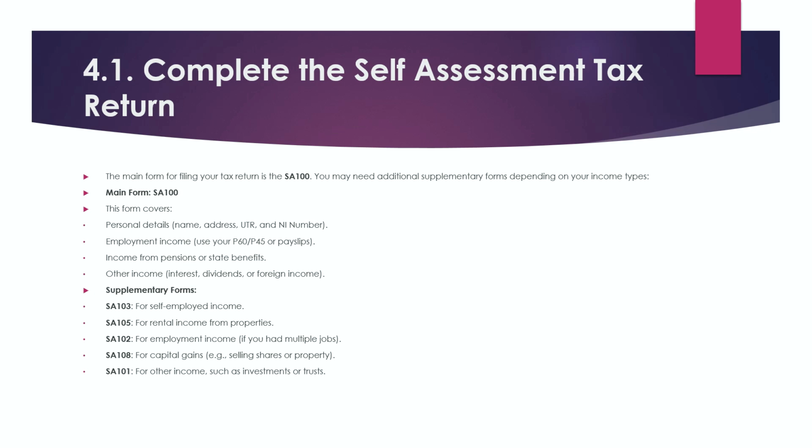Supplementary forms. SA-103 for self-employed income. SA-105 for rental income from properties. SA-102 for employment income if you had multiple jobs. SA-108 for capital gains, e.g., selling shares or property. SA-101 for other income, such as investments or trusts.